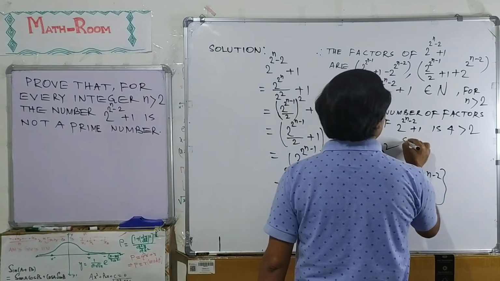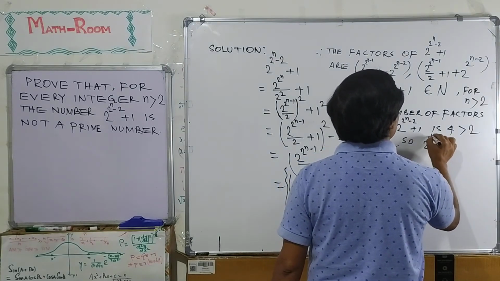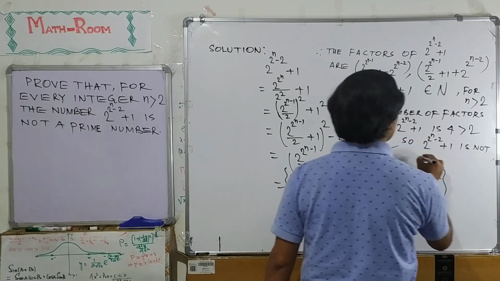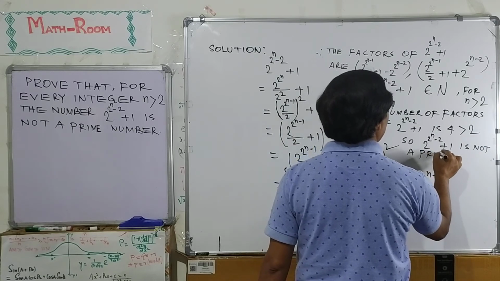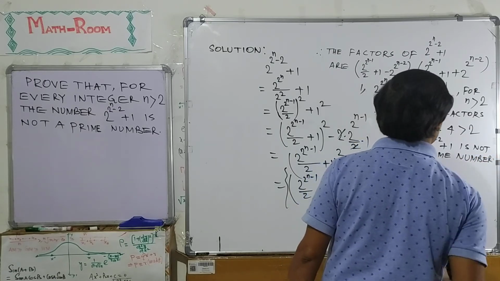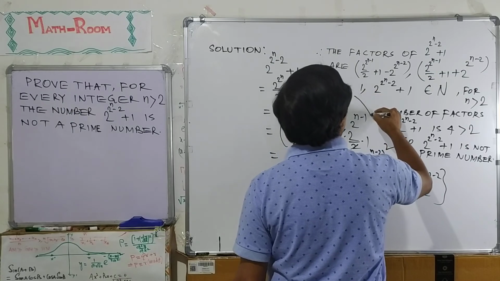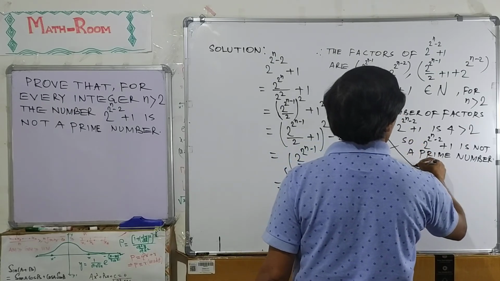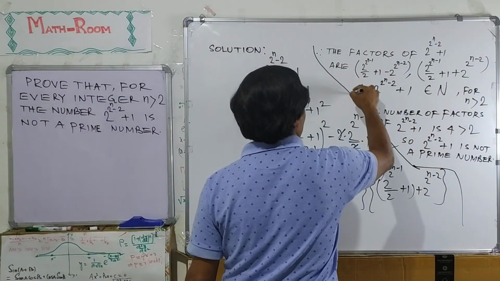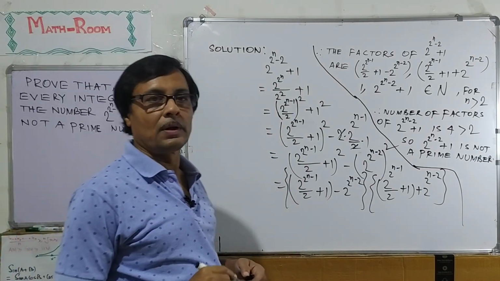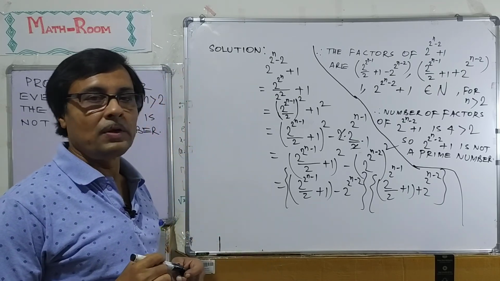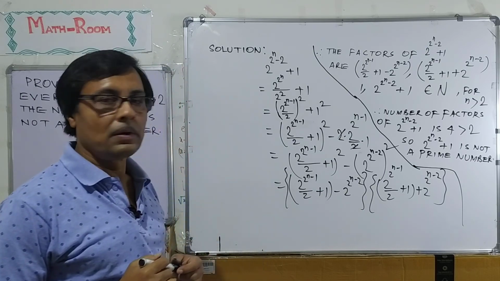So 2 to the power n minus 2 plus 1 is not a prime number, because the number of factors of the given number is 4, which is greater than 2. So, it cannot be a prime number.